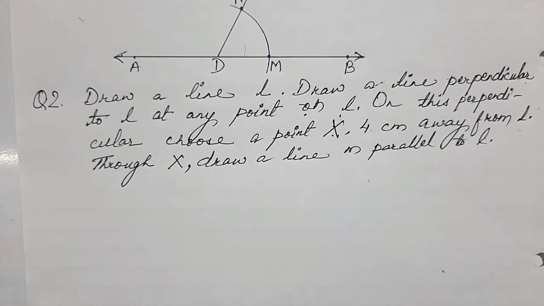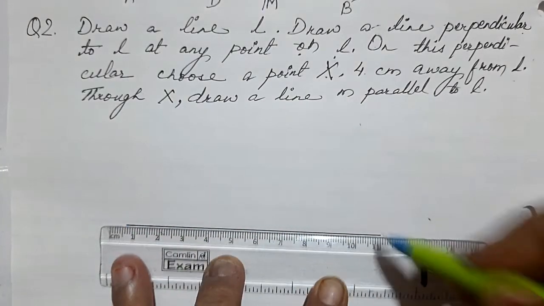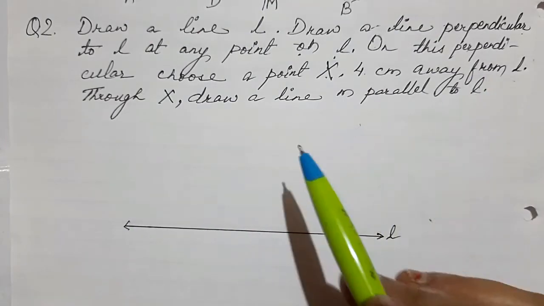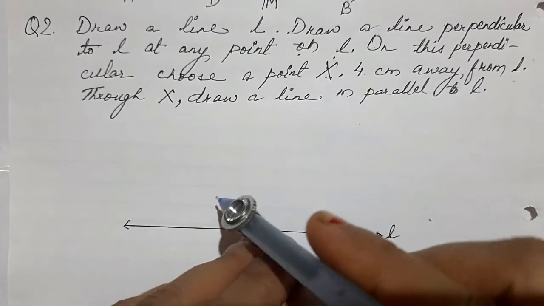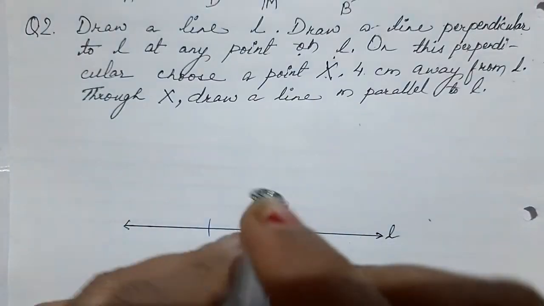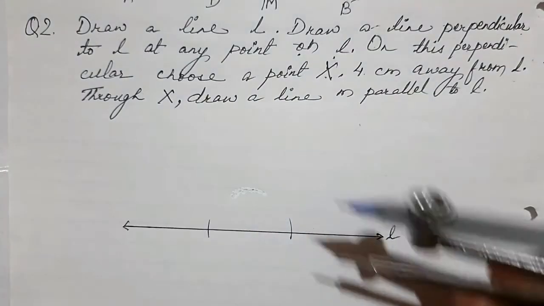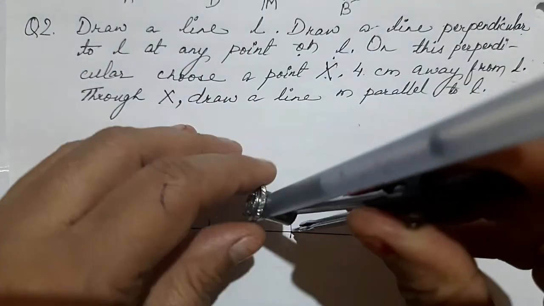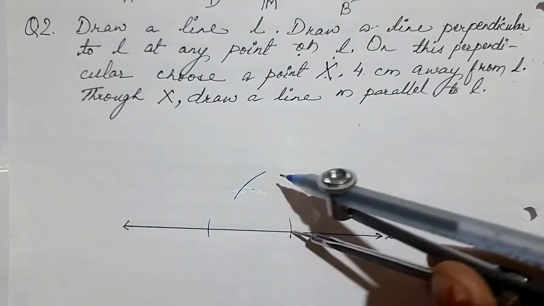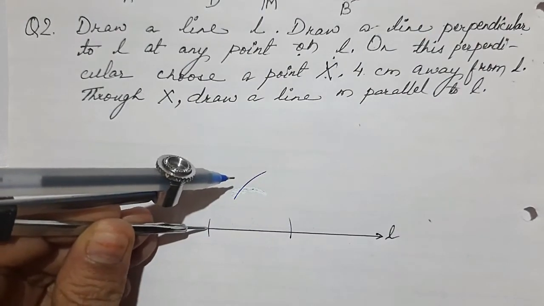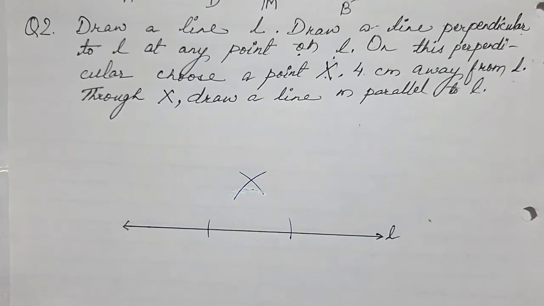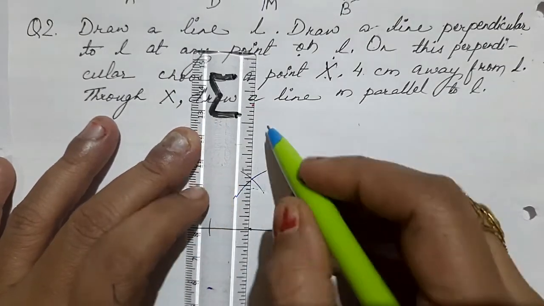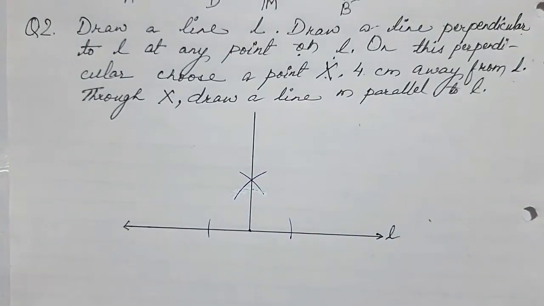Draw a line L. So, let me take a line L. I have taken a line L. Draw a line perpendicular to L. So, if I take an arc greater than the midpoint, say I take it as one from the first point, one from the second point, and if I join it with the starting point, I get a perpendicular line. So, this is my perpendicular line.